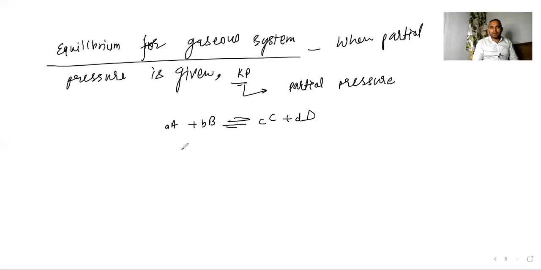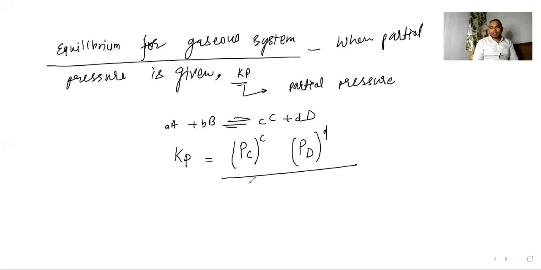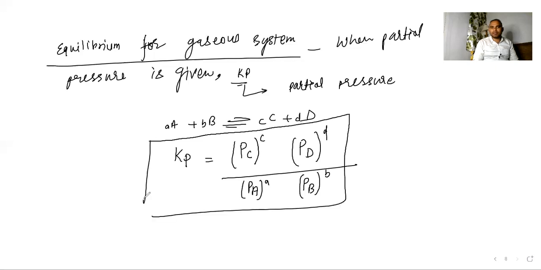So if you are writing Kp, we have to write the partial pressure of C with power c, then the partial pressure of D with power small d. The coefficient has to be the power. Then divided by PA with power small a, and PB with power small b. Are you able to understand this? Okay, so this is in terms of the partial pressure.